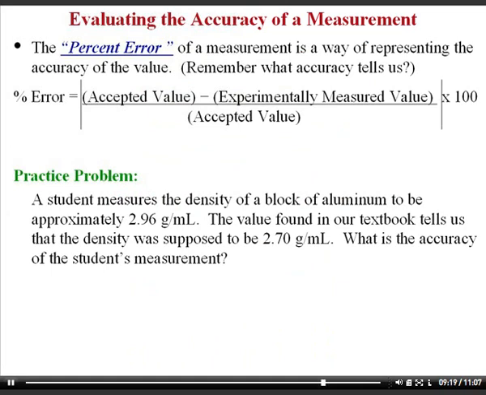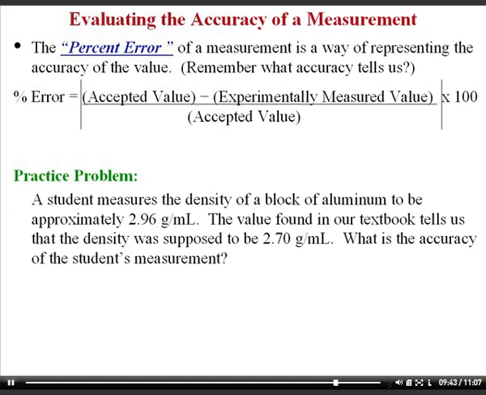A percent error is a way of representing how accurate a measurement is, or how accurate a value is, and accuracy tells you how close to the right answer you are. So if you remember the bullseyes from part 1 of the lecture, your accuracy is how close to the bullseye you are, and this is expressed as a percent. And so how far off of the right answer are you in terms of a percent?